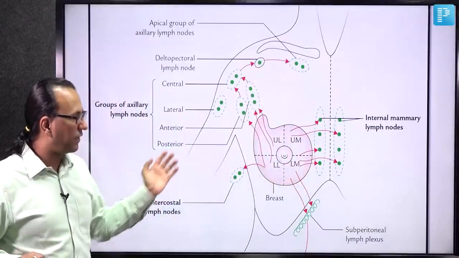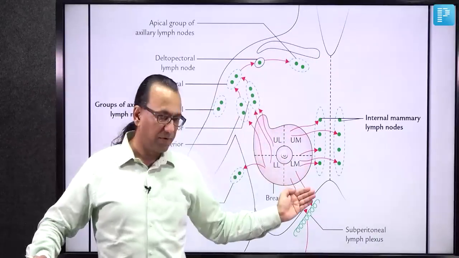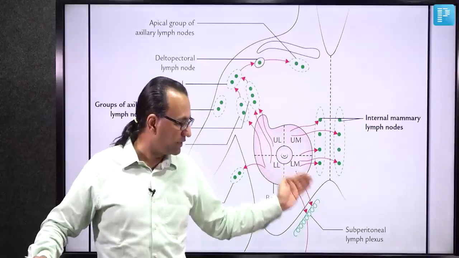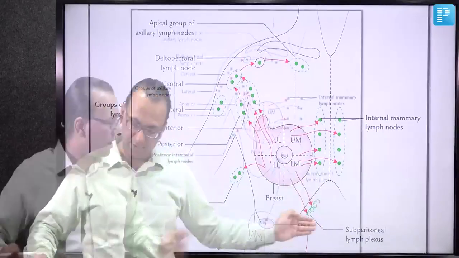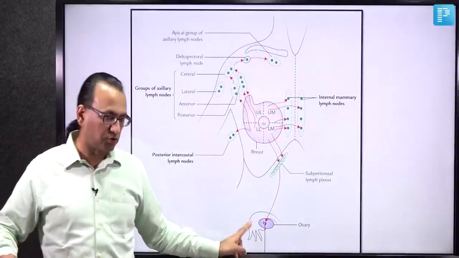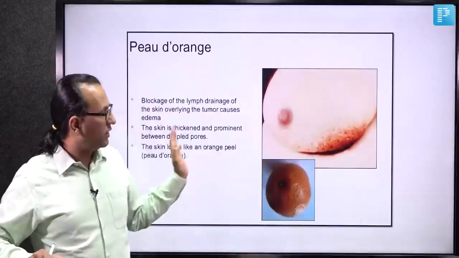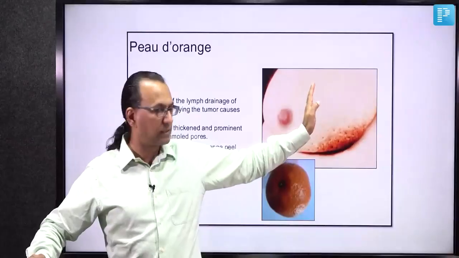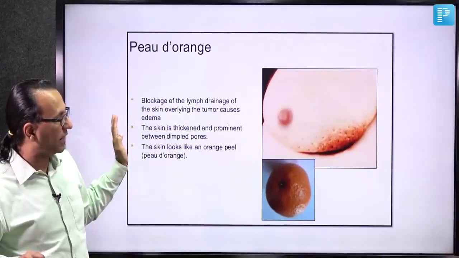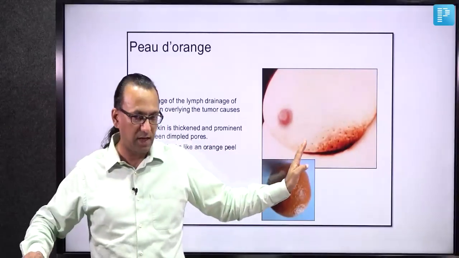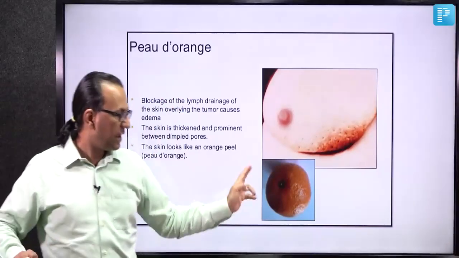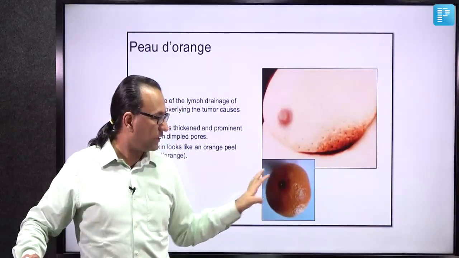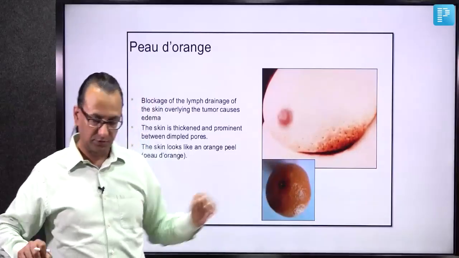Some of the lymphatics can also go in a retrograde fashion, and that will be subperitoneal lymphatics, and can spread towards the abdominal viscera like the ovary. If it is spreading towards the ovary, you can call it Krukenberg's tumor. If the subdermal lymphatics, the cutaneous lymphatics, are invaded by the cancerous cells, then there is an appearance called peau d'orange, like the orange peel here, due to the blockage of the subdermal lymphatics.